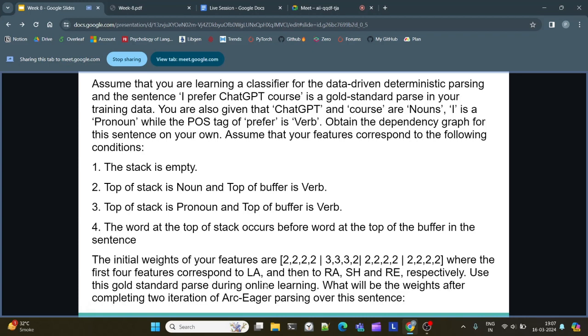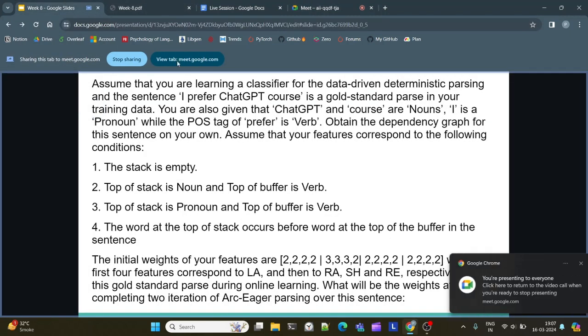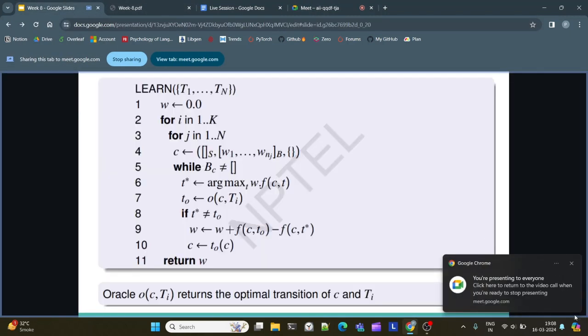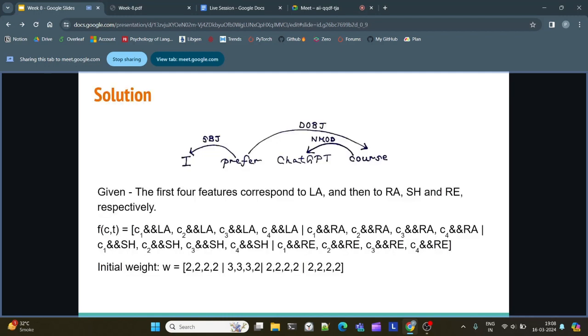Okay, so here the question is what will be the weights after completing two iterations of arc-eager parsing over the sentence. That is the question. Okay, let's see. This is the algorithm that needs to be followed. I just kept it over here as a slide. We'll be referring back and forth to this as we solve the problem. Let's right away jump into the problem.